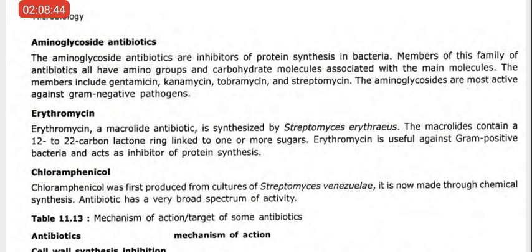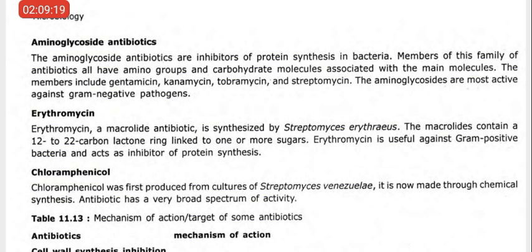Then aminoglycoside antibiotics. The aminoglycoside antibiotics are inhibitors of protein synthesis in bacteria. Members of this family of antibiotics all have amino groups and carbohydrate molecules associated with the main molecules. The members include gentamicin, kanamycin, tobramycin, and streptomycin. The aminoglycosides are most active against gram-negative pathogens.